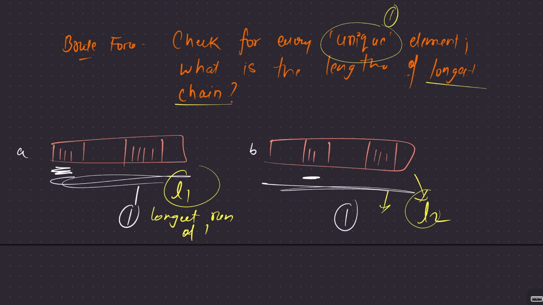And what is the length of the longest chain for every unique element? It is simply L1 plus L2. L1 is the longest run of that element in array A, and L2 is the length of the longest run of that element in array B, right? So if I have to concretize it, here is my approach.